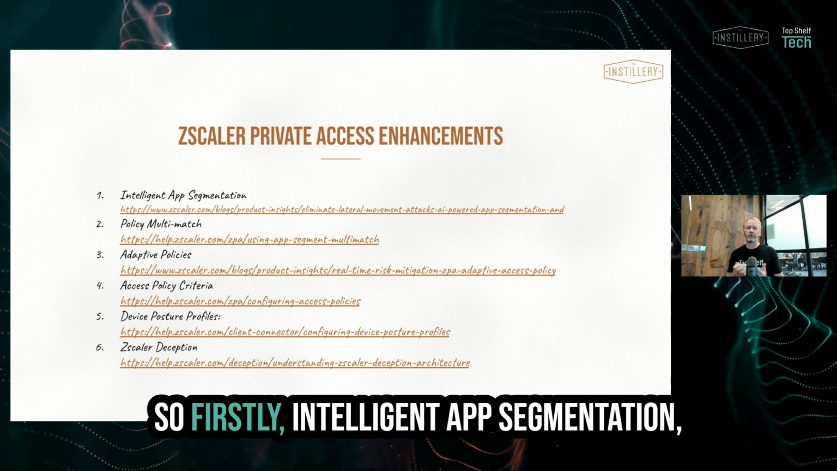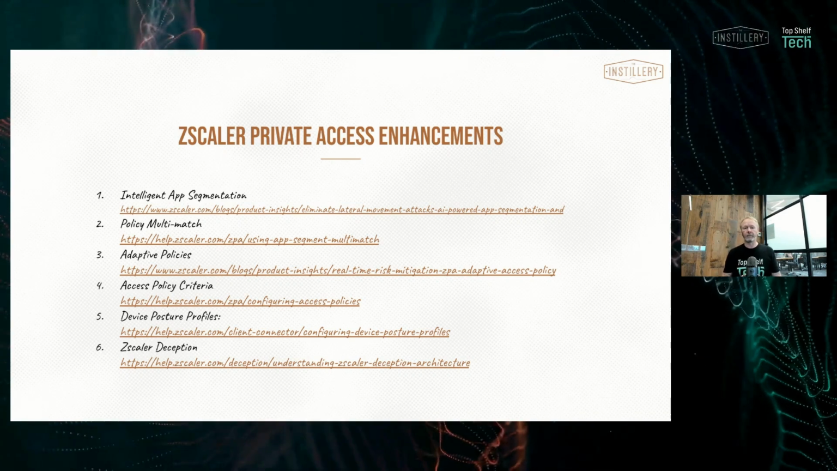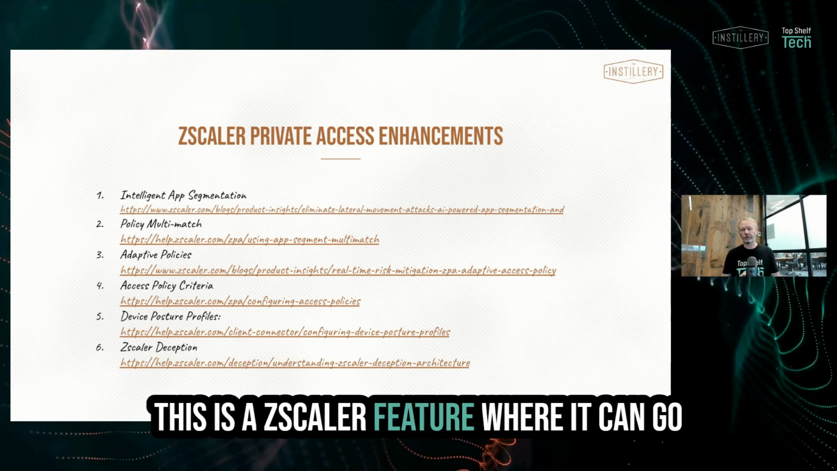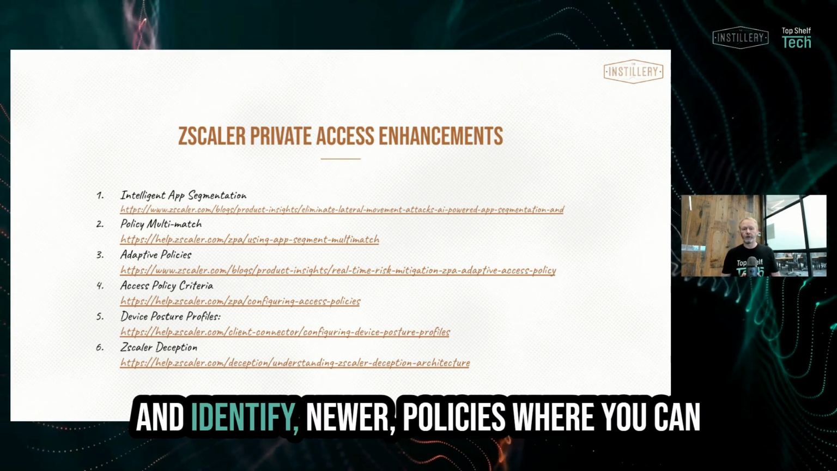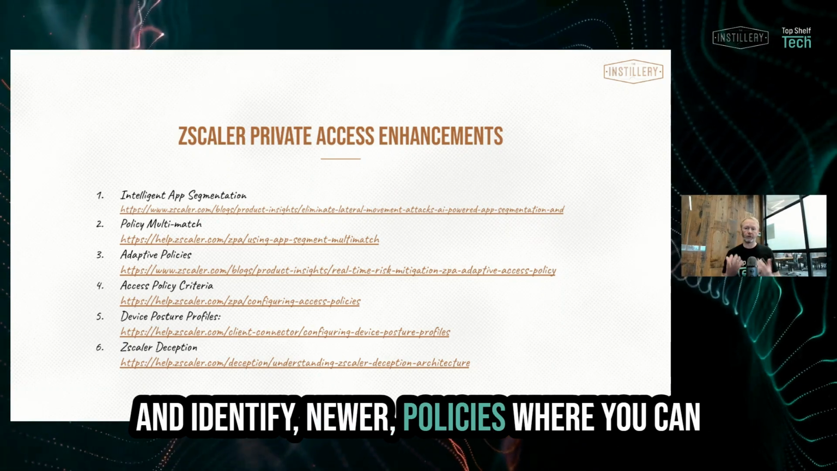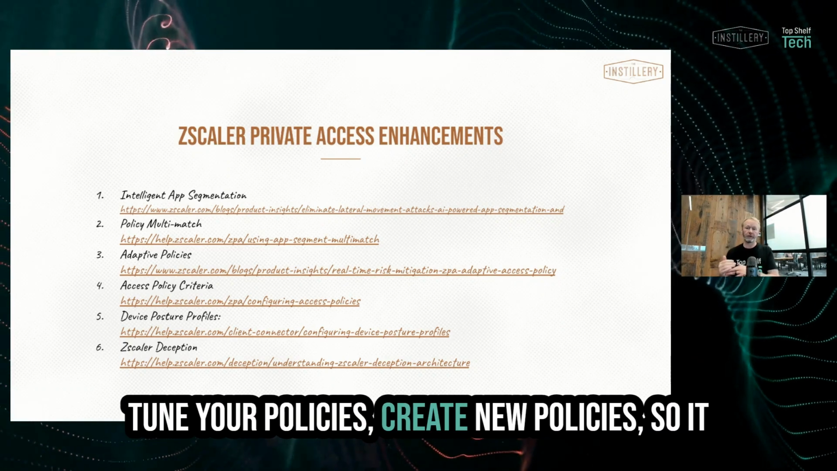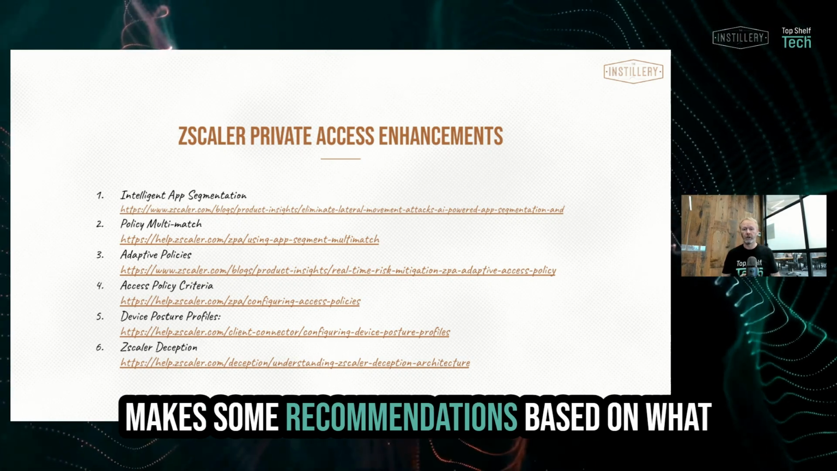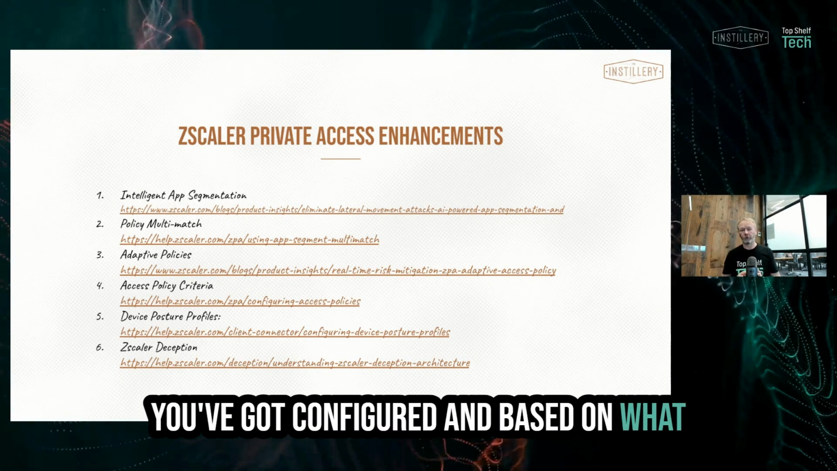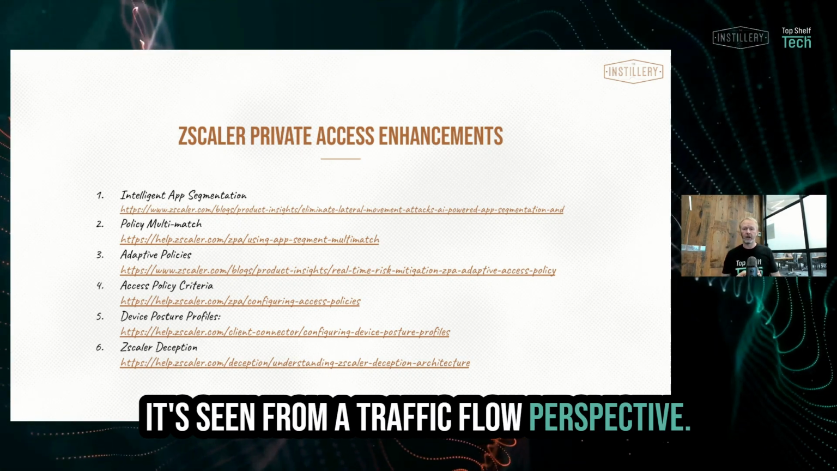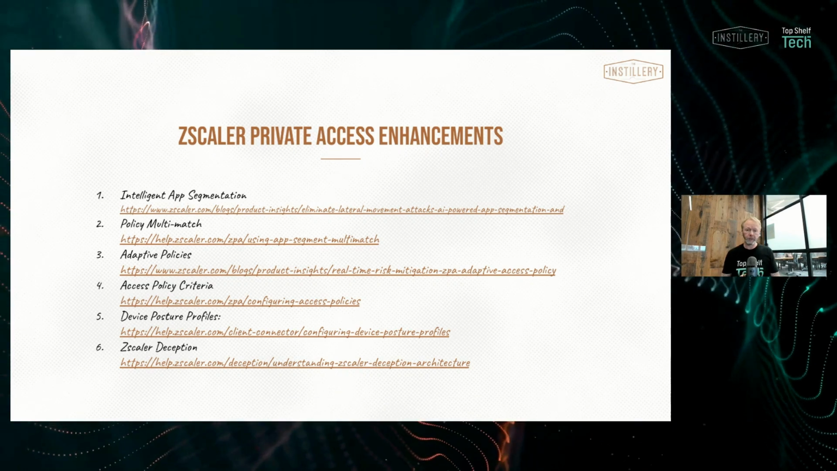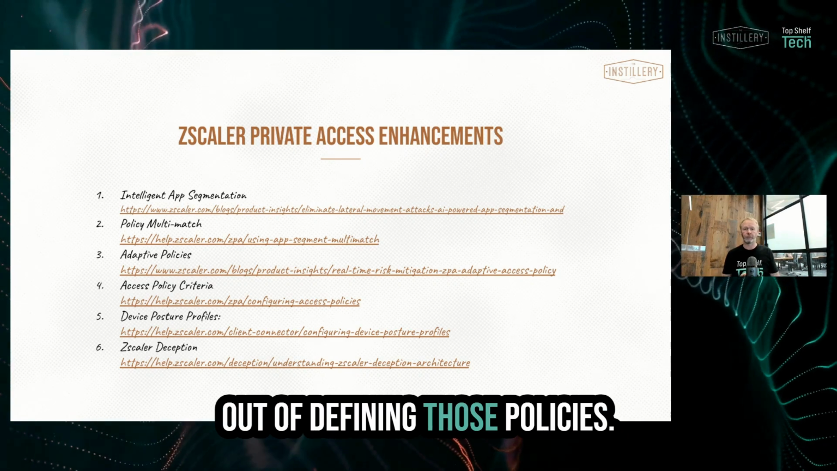So firstly, Intelligent App Segmentation. This is a Zscaler feature where it can go and identify in your policies where you can actually make more fine-tuned policies, create new policies, so it'll make some recommendations based on what you've got configured and based on what it's seen from a traffic flow perspective. So very powerful feature, and takes a lot of the hard work out of defining those policies.